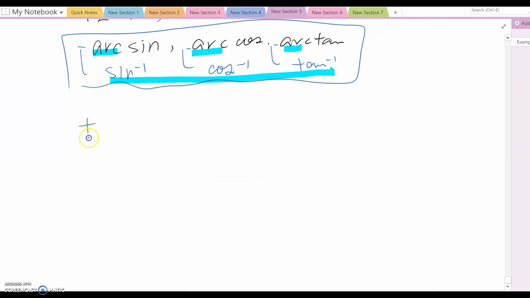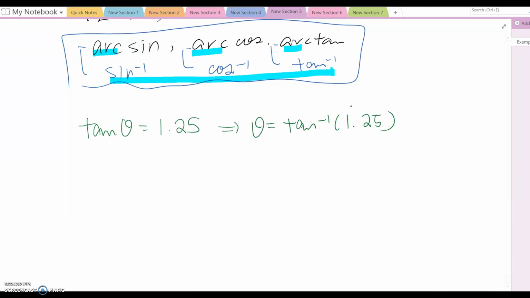Maybe tangent theta equal to 1.25. Okay? So this one also you can do the same thing. Just make theta equal to tangent -1 of 1.25. If you do it, then you will get the answer around 51.34 here. The problem is we have 6 different trigonometric functions, but the calculator only indicates 3 of them.